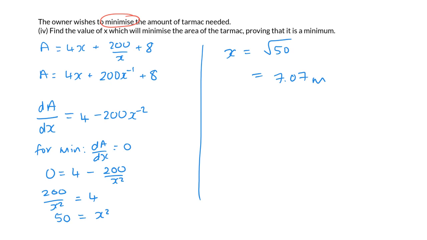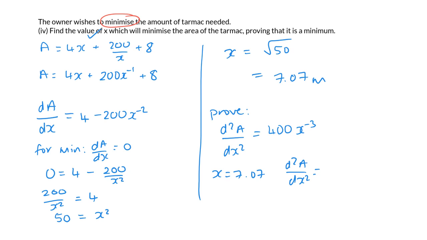So find the value of x. We've done that bit, which will minimize, proving that it's a minimum. So we need to prove now. We need to find d2A by dx squared, so we're going to differentiate again. Differentiate 4 goes to 0. Minus 200 times minus 2 is 400, and then x to the minus 3. Put in your value of x equals 7.07, and we get that d2A by dx squared is 1.13. That's greater than naught. Therefore, we've proved that it is a minimum.